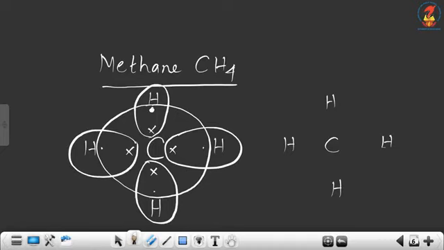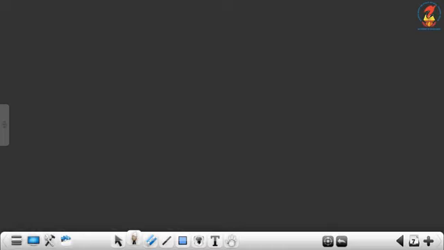Now between the first hydrogen and carbon, how many electron pairs are shared? 1 pair. So we write a single bond here. Here also 1 pair. So we write a single bond. Here again 1 pair. We write single bond. So all the bonds formed are single bonds. Everywhere we can see that 1 electron pair is shared. So all the bonds in methane are single bonds. Okay. Now another one, ammonia.